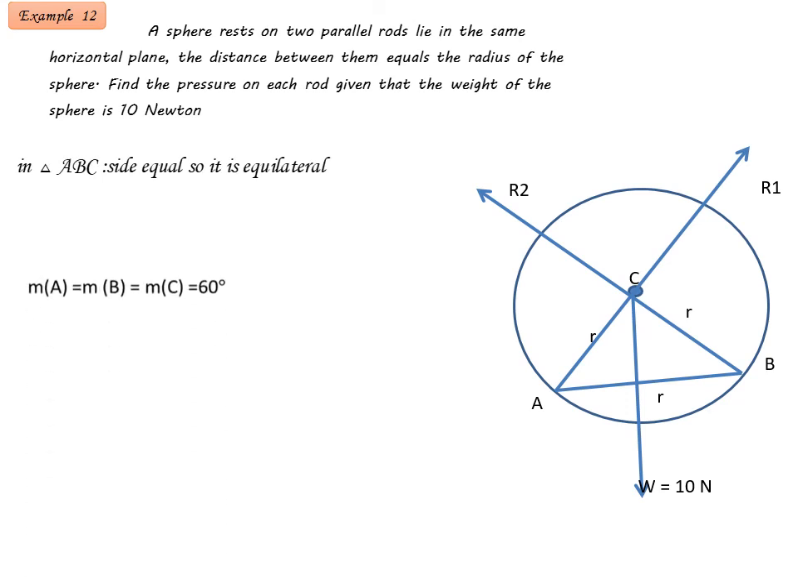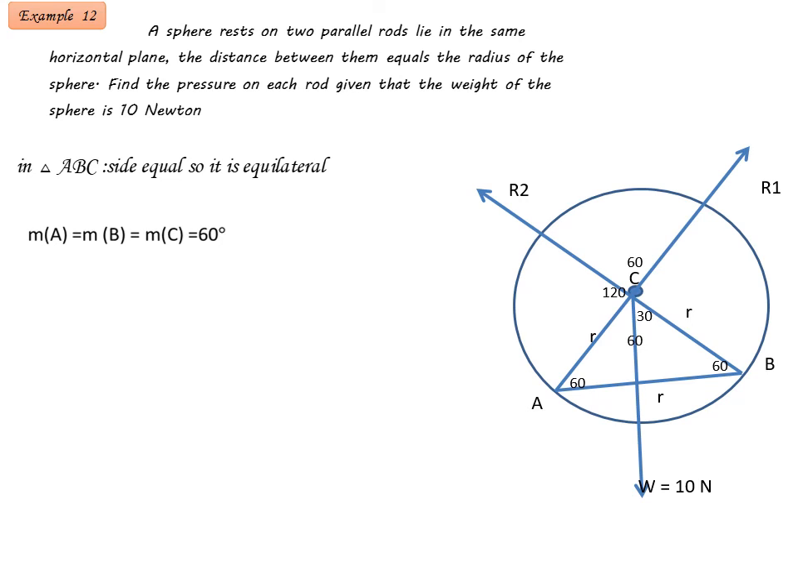That means measure of angle A equals B equals C equals 60 degrees, right? Then what about the line of action of the weight? The line of action of the weight bisects the vertex angle, dividing 60 degrees into two equal parts, that makes 30 and 30. Here we have two vertically opposite angles, that means 60 will be equal to 60.